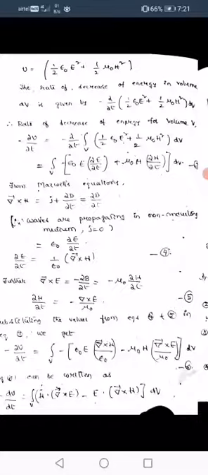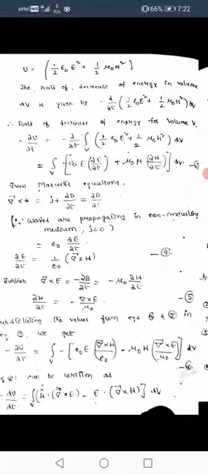As waves are propagating in a non-conducting medium, non-conducting medium means there is no flow of current. When the current I is 0, the current density J equals 0. Current density J is nothing but I by A. So we can put J equal to 0 as the wave is traveling in a non-conducting medium.